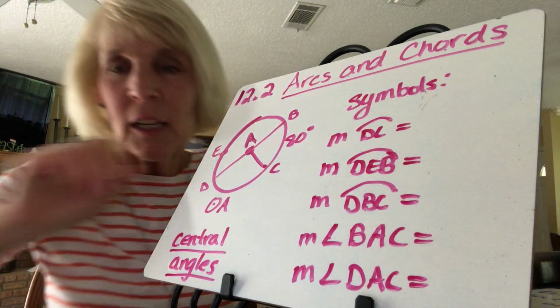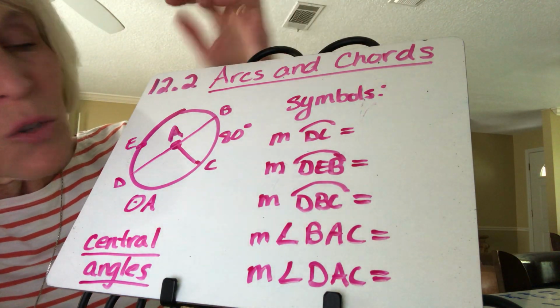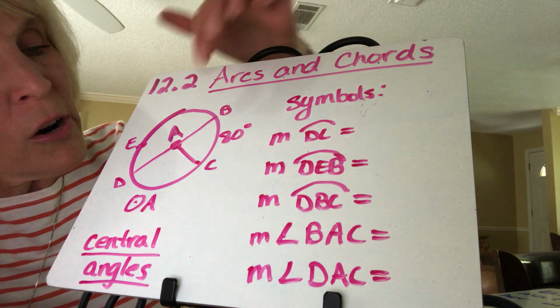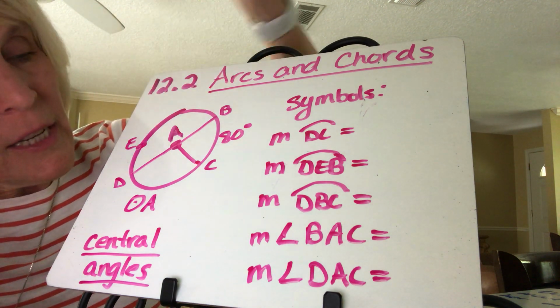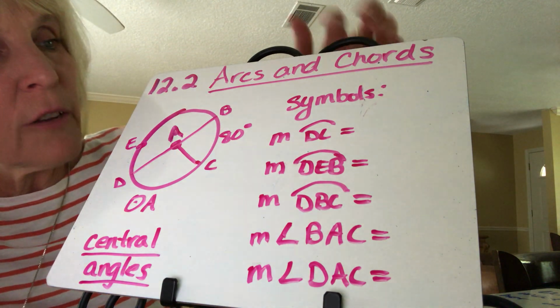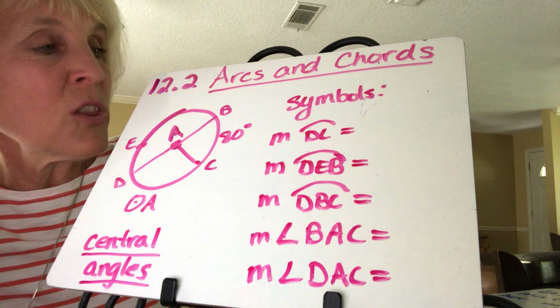12.2 is looking at arcs and chords. So arcs and chords are going to be really, really easy for us because remember we talked about chords before. They're just from one point on the circle to another point on the circle. So BD is a chord. So all we need to look at is the new notation for arcs. Arcs are simply part of the circle.